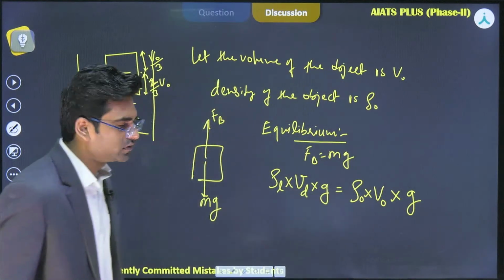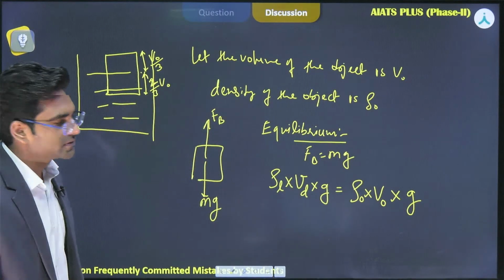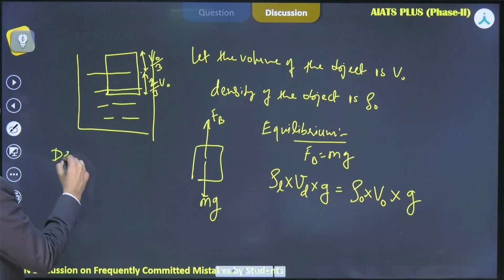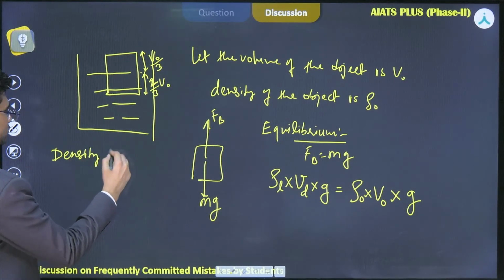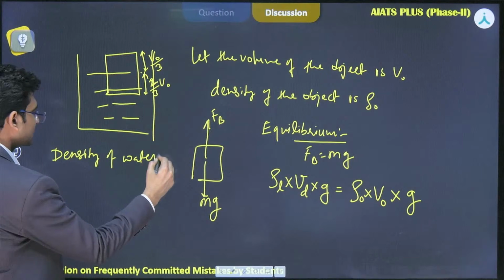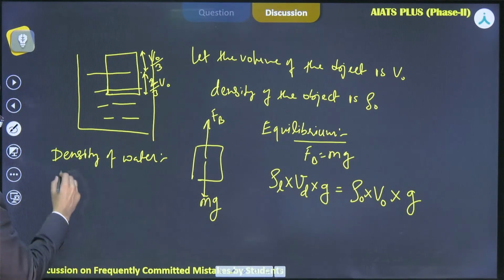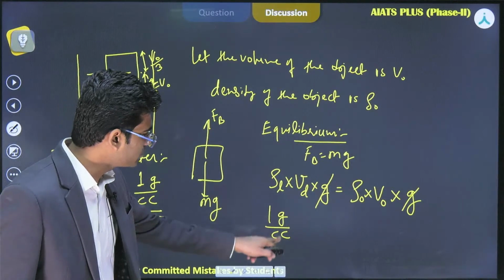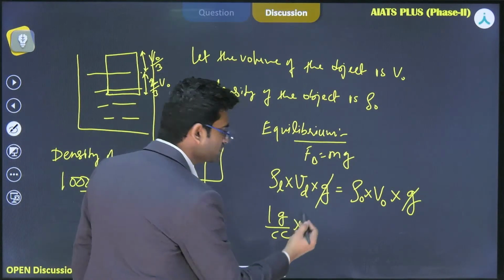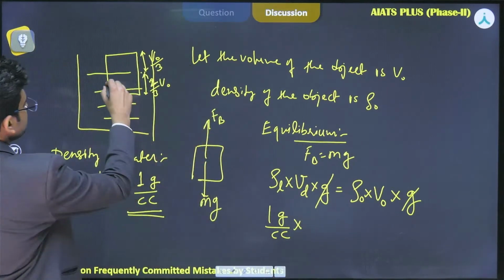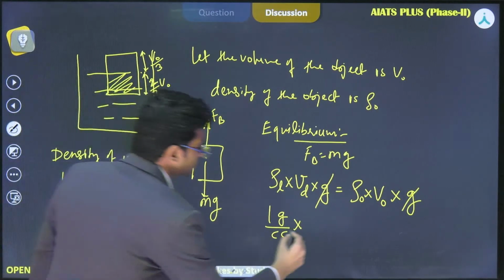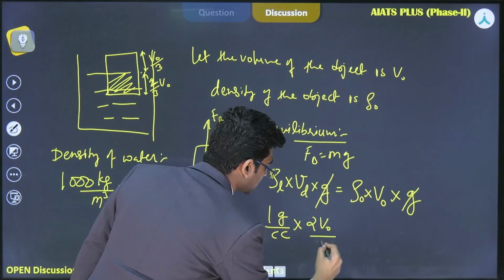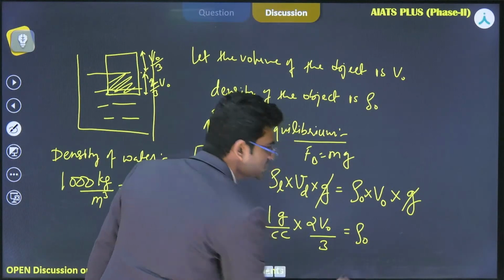Now, what about the density of the liquid? Here the liquid is water. The density of water is standard data, you should remember that it is equal to 1000 kg per cubic meter, which is 1 gram per cc, into volume displaced. This is the volume displaced now. So this is equal to 2 V naught by 3 is equal to rho of object.